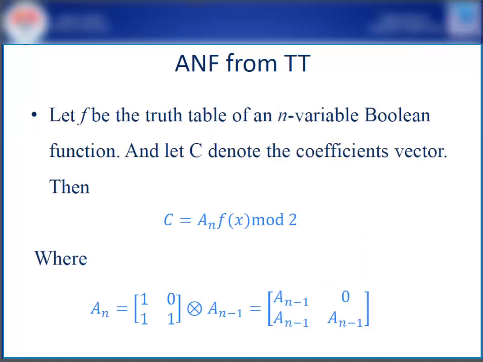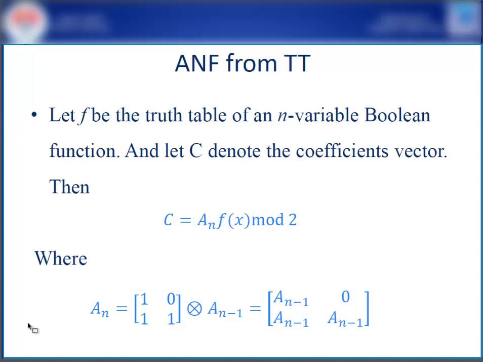The first method is calculation of algebraic normal form using some special matrix AN. Let f be the truth table of an n-variable Boolean function, and let s denote the vector of coefficients. Then we can find this vector of coefficients by multiplying the truth table vector by some special matrix AN and doing all the calculations modulo 2.